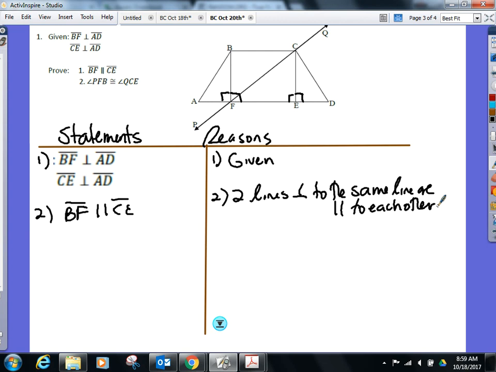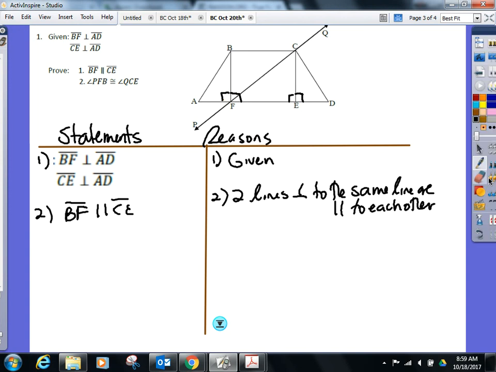A little bit longer way to do it would have been telling me that these are right angles, perpendicular lines form right angles. They're congruent, all right angles are congruent, and then telling me the lines are parallel because you have congruent corresponding angles. So that's the long way around it. I'm sure most of you would like to just finish it off in two steps.